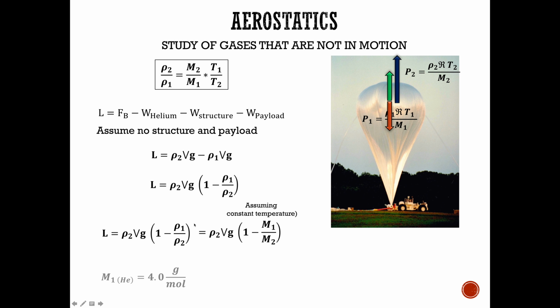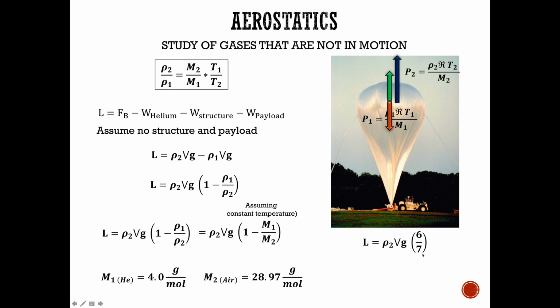But what we didn't do was note down the molar masses for helium and air, so I put them right here. The molar mass for helium is 4 grams per mole, and the molar mass for air is 28.97 grams per mole. Let's put this into the equation. When you put this in and simplify it in terms of a ratio, you will get rho2 V g, which is the weight of the fluid you're displacing, times 6 over 7. Let's look at what this represents.